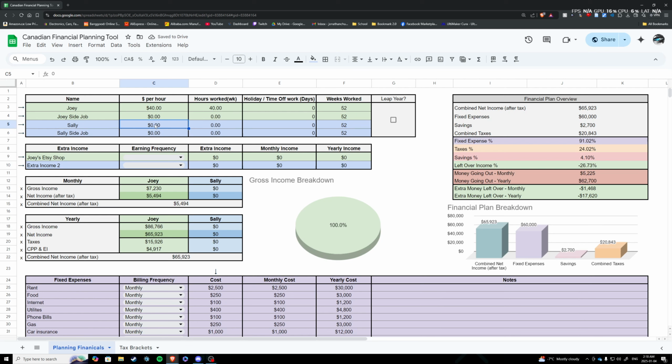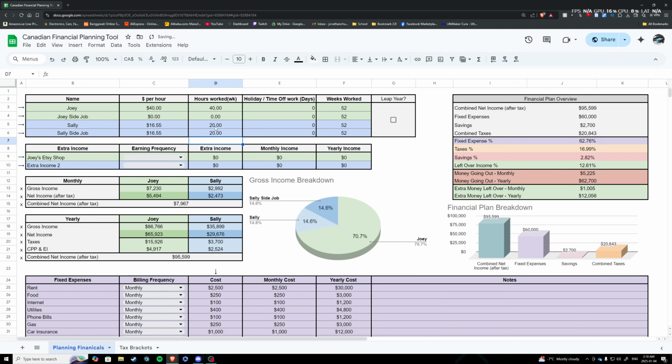Sally is working two minimum wage jobs, so $16.55, working 20 hours for both of those. Right, typically you get 14 days off for 2 weeks for holiday time off, so you put in those. As you can see, it's reduced the weeks worked from 52 to 50.